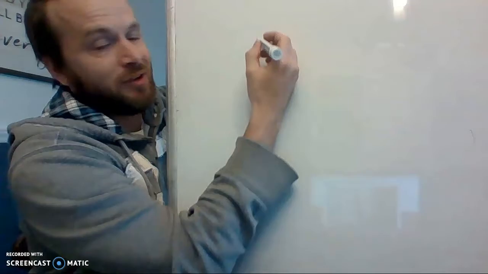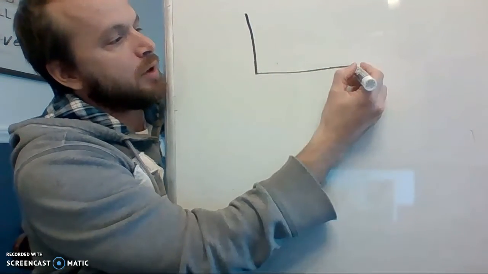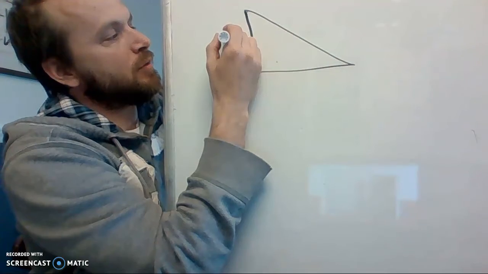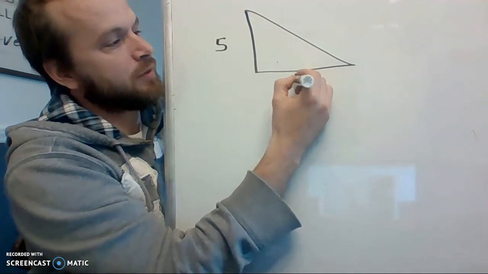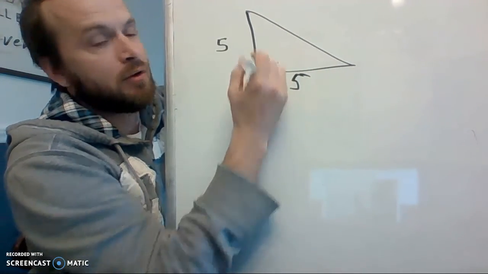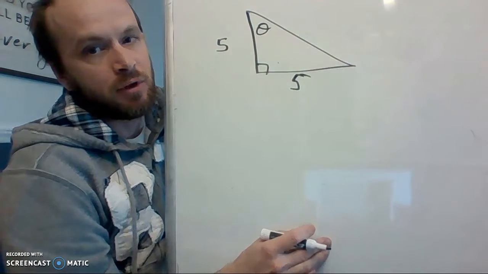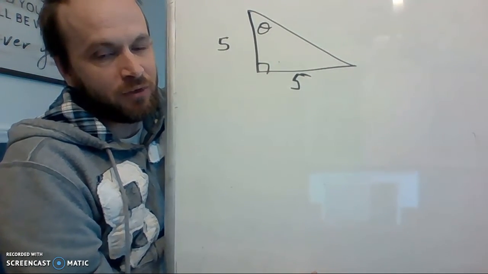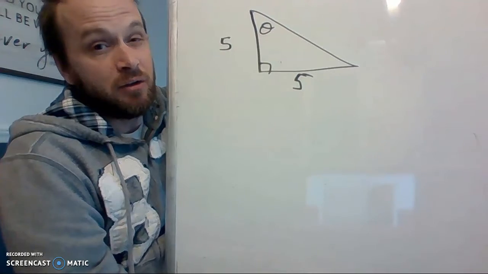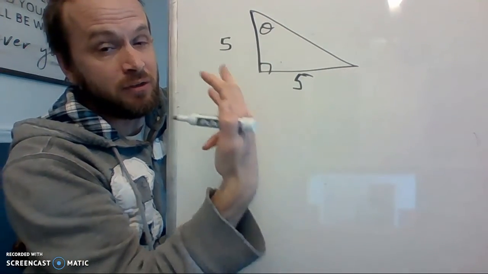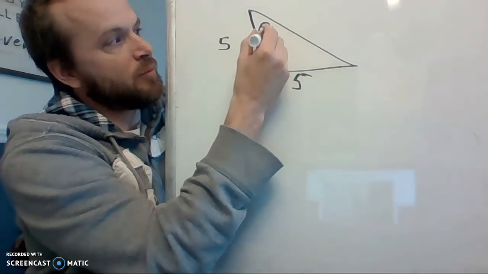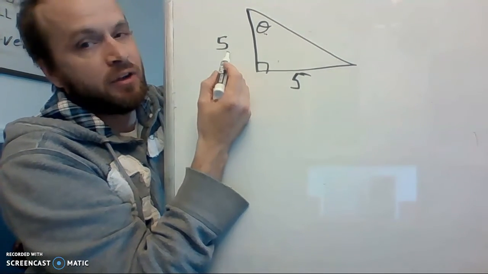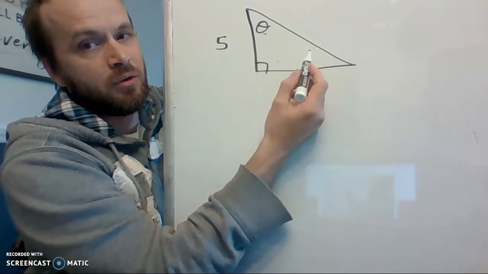Alright, let's do an example with tangent. We have a triangle like this, and let's say I have a side of 5 and a side of 5, and this is a right triangle, and I'm curious what this angle is. You might know this just from your relationships of right triangles, but if not, I could use either sine, cosine, or tangent. In this case, if I'm looking from this angle, I have an adjacent side and I have an opposite side. I don't know the hypotenuse.